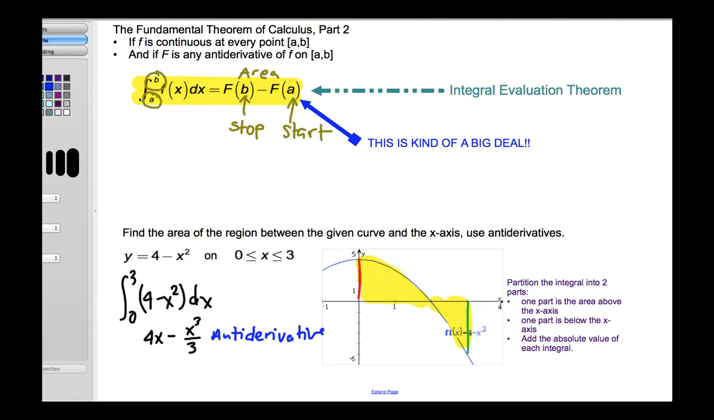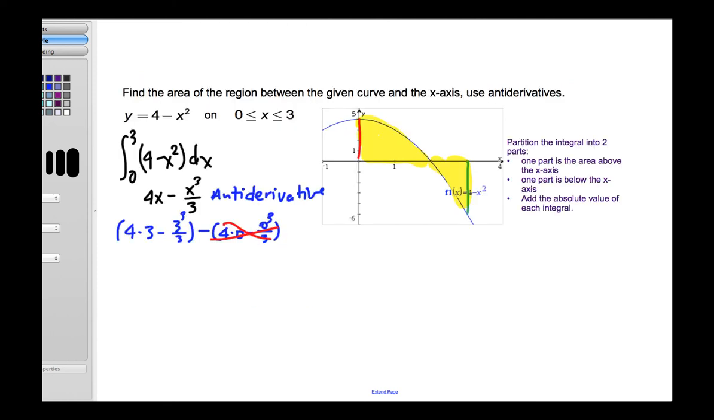Okay. And so what we're going to do is we're going to put our stop minus start. So we're going to do 4 times 3 minus 3 cubed over 3. That's the first part, minus, and then where I started at 0. So 4 times 0 minus 0 cubed over 3. Well, the second guy is going to be 0. He completely goes away, so we don't have to worry about him at all. Okay? And this first guy then is going to become 12 minus 9, which is 3.